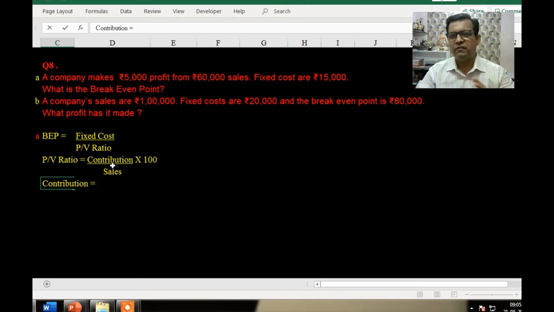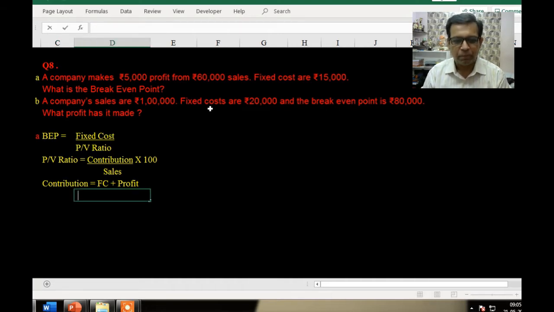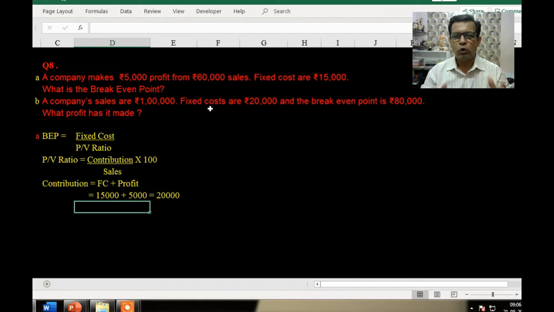So contribution, we have various formulas. Look at the information in this question carefully. We have information for profit and we also have information for fixed cost. So the formula that we use here is fixed cost plus profit. Okay, so what is going to be our fixed cost plus profit? Let's write this down here. Our fixed cost is 15,000 and our profit is 5,000. All right, so what we get is our contribution will be rupees 20,000. I hope we have all understood how we got our contribution at 20,000.